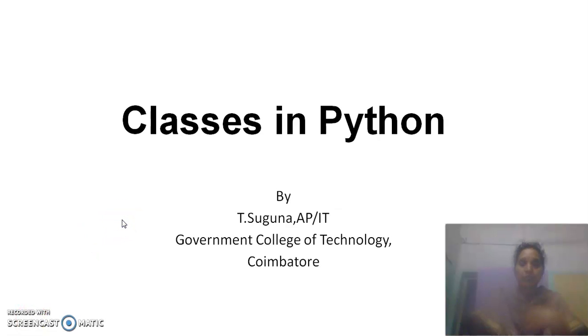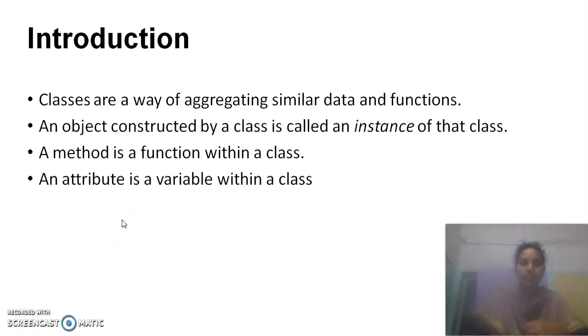In this class, we discuss classes and functions. To define classes, classes are a way of aggregating similar data and functions. An object is an instance of a class which is constructed to access the class members.